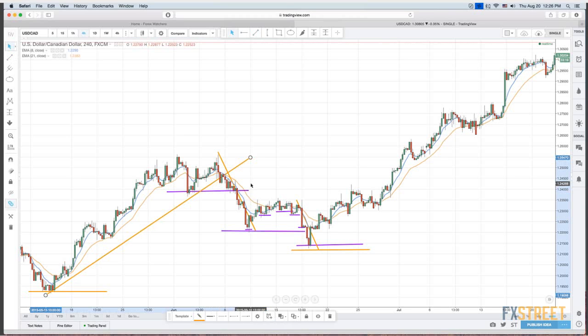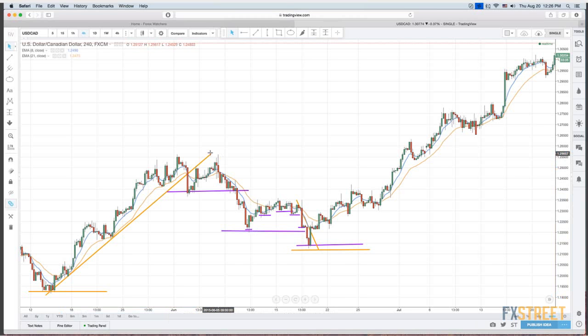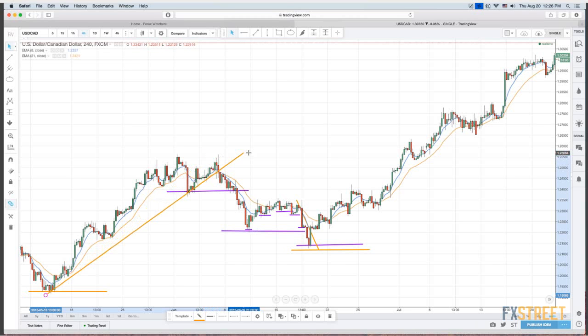But notice how this can also be subjective. If I just go like this, the break of my uptrend line happened there, so my downtrend probably began from up here. Or if my trend line is like that, then my downtrend begins from somewhere here. So it's a little bit subjective, but it's somewhere in that area.